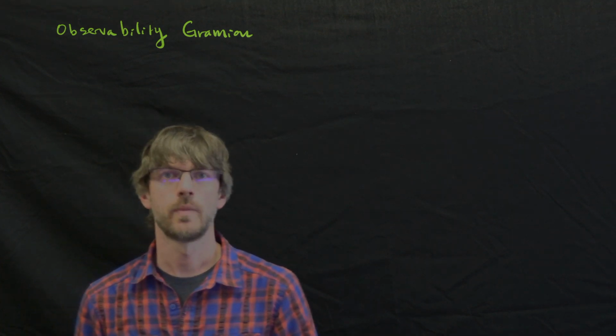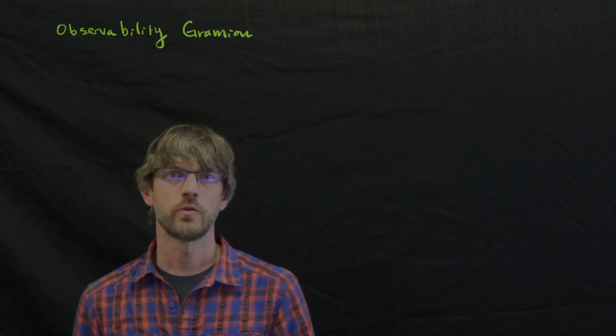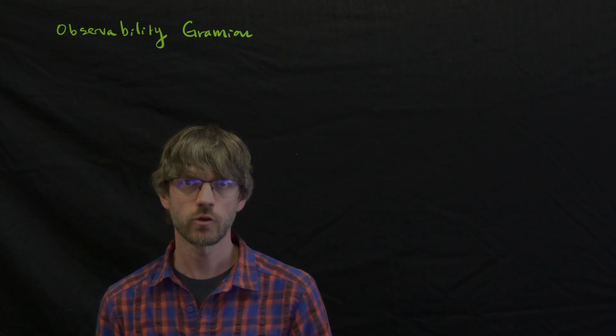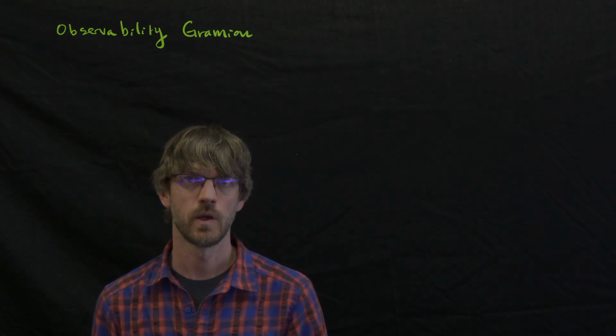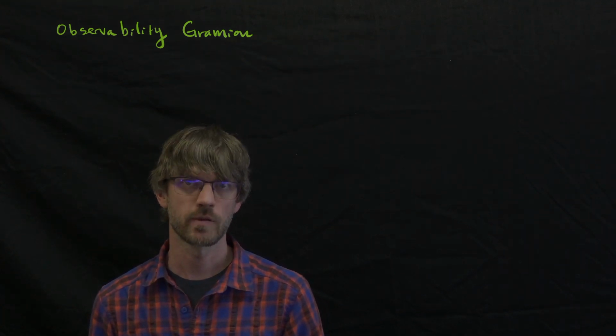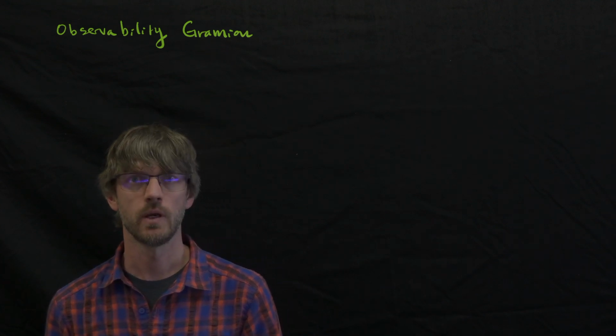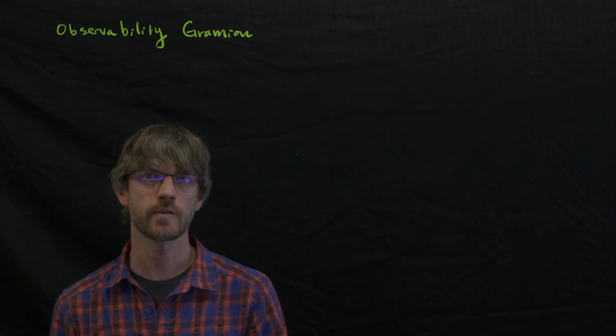So in this lecture, we're going to talk about the observability Gramian. The observability Gramian is a way to quantify how difficult it is to determine the initial conditions of some dynamical system if you're only given a sequence of measurements and control inputs and some system model. This turns out to be a really useful property for understanding how difficult it is to estimate the states of your system.